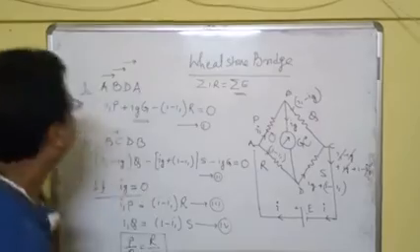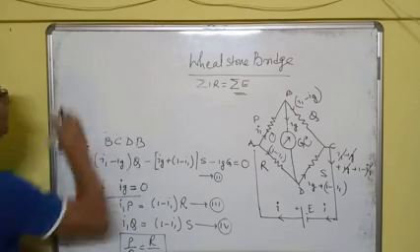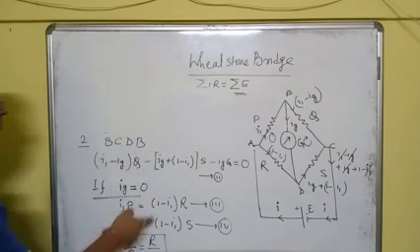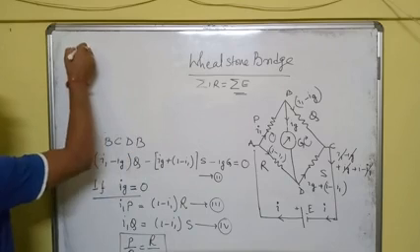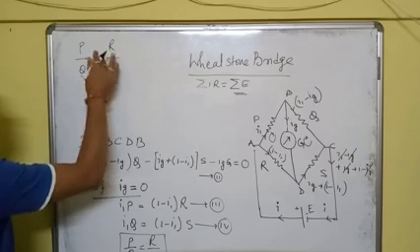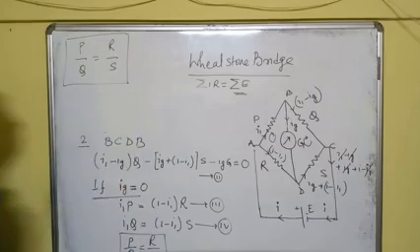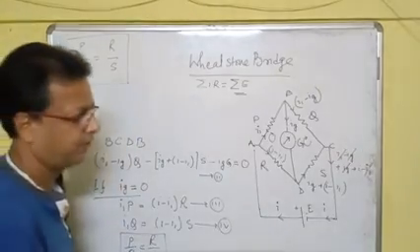So let us write it on the top. Dividing equations 3 and 4, we get P by Q is equal to R by S. Now this is the condition for a balanced Wheatstone bridge.